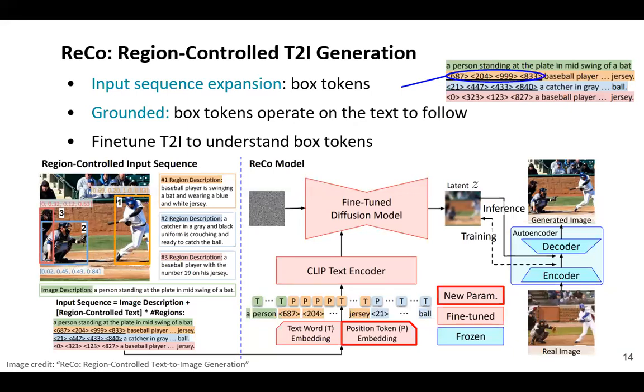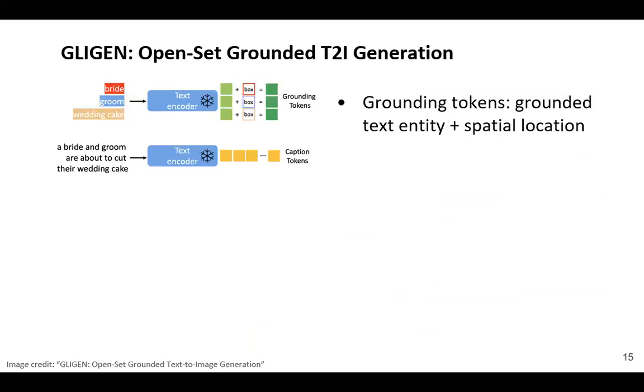And other than such expansion or grounded control on the input side, another effective way is to expand it with grounding tokens. So let's first talk about what information these grounding tokens might contain. It is actually a mix of two parts of information. One is the grounded text entity, for example, the text word like the wedding cake, and it also combines the feature with the spatial coordinates, for example, the bounding box coordinates, so that the final grounding token contains the information of both the grounded text referring, as well as the location of which part of the image this text referring should operate on.